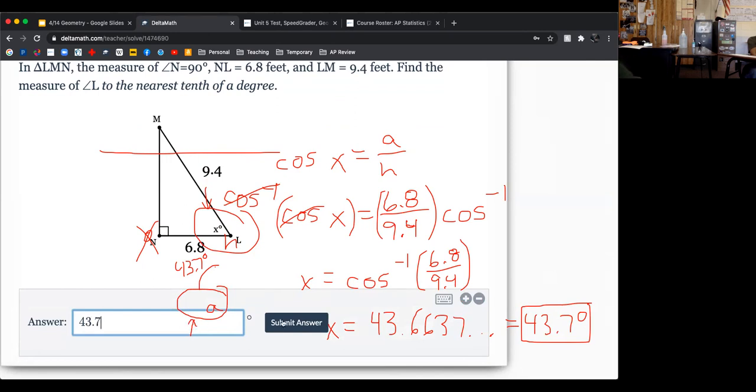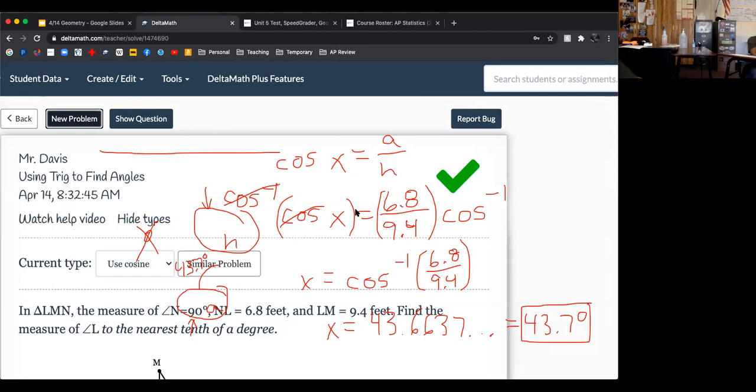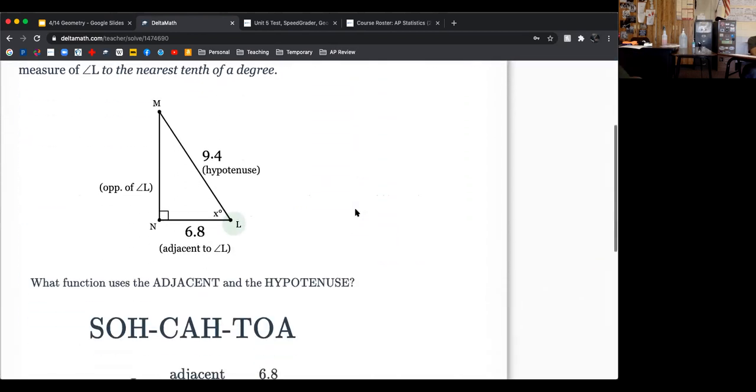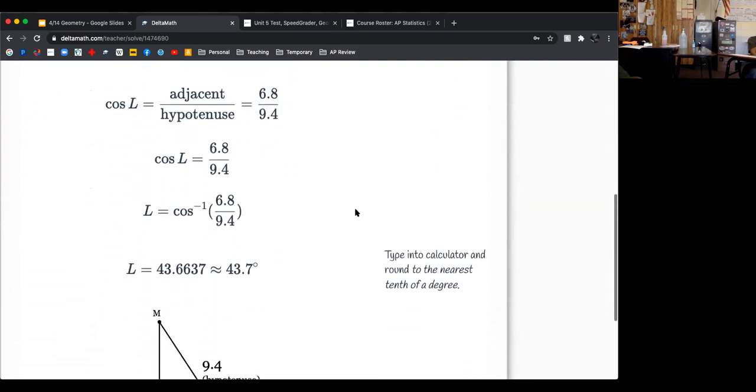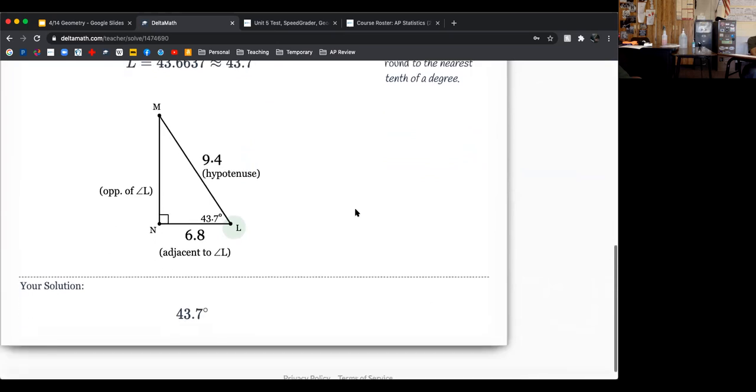All right, so let me plug this in. 43.7, and we're good. We got that green check mark. We're happy with this. If you don't get it right, not a big deal. You can go through and follow the steps. So that's the beautiful thing here. Really helpful to be able to see the full process.